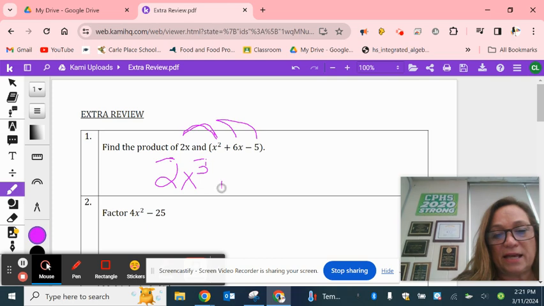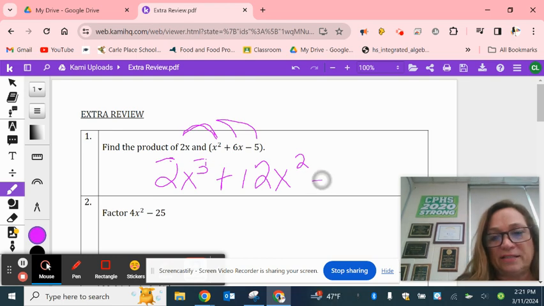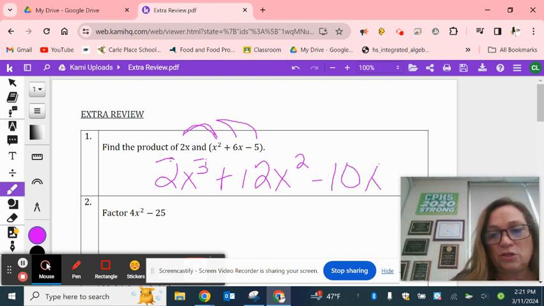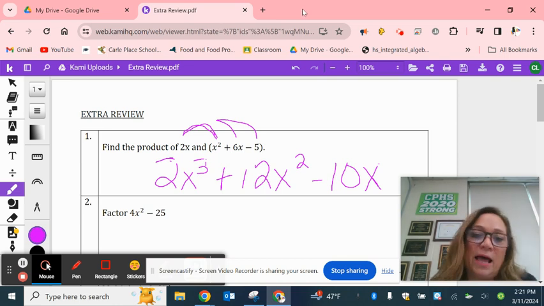2x times 6x is 12x squared. And 2x times negative 5 is negative 10x. So when you multiply monomials, which this 2x is, anything that's a single term is a monomial, you're going to do the coefficient times the coefficient, so the 2 times the 1. And then with the variables, when you have like bases, you keep the base, so keep the x, and add the exponents.